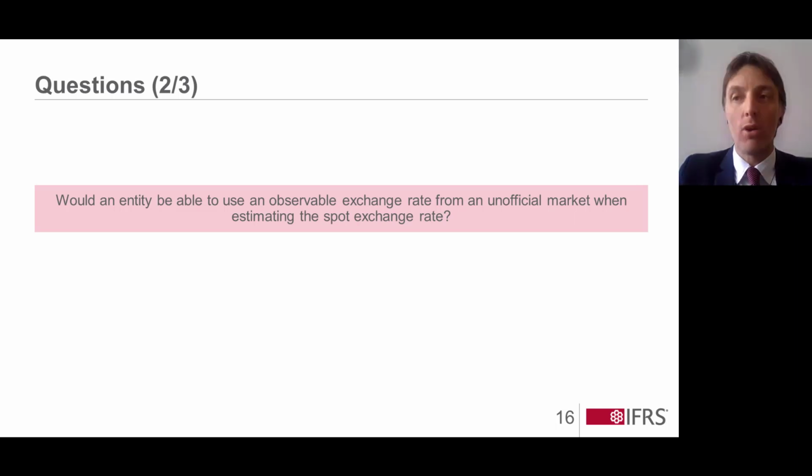However, if it concludes that exchangeability is lacking and such a market does exist, will the company also be restricted from using an observable exchange rate from this market when it estimates the spot exchange rate? So when it is in step 2 of the board's proposed approach?